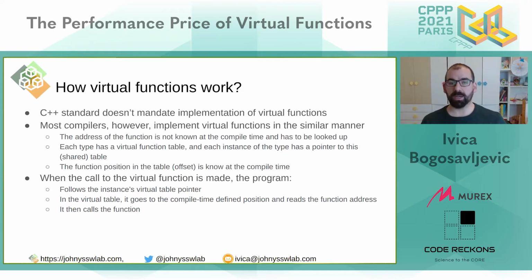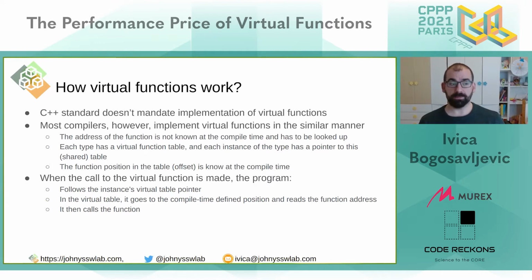So let's start. Before digging into the topic, let's see how virtual functions work, that is, how compilers implement virtual functions, because this is where the performance cost comes from. The C++ standard doesn't mandate how virtual functions are implemented. They can be implemented in any way, but most compilers implement them in a similar manner. So what's the deal with virtual functions? The address of the function is not known at compile time. Each object that we are currently processing in some critical loop can have a different function, and the address of the function needs to be looked up at runtime.